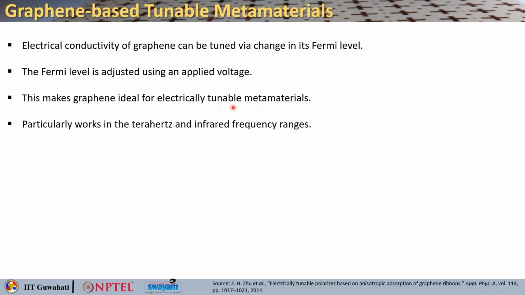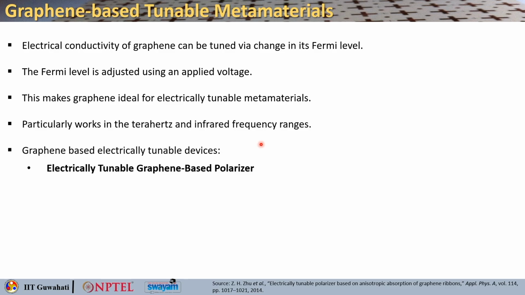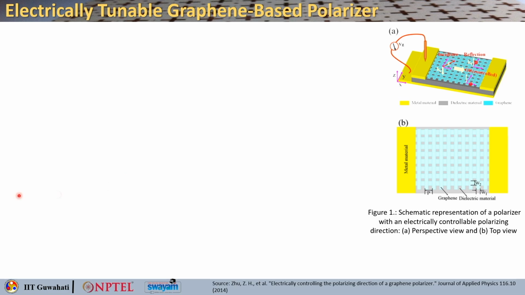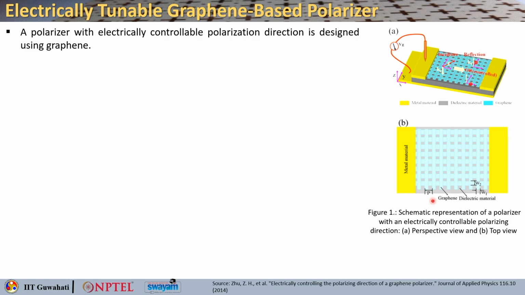Now, typically this kind of metamaterials work in the terahertz and the infrared frequency ranges. So, you can make graphene based electrically tunable devices such as an electrically tunable graphene based polarizer. Here is an example of an electrically tunable graphene based polarizer. This is how it looks in the perspective view, and this is the top view. We will come into this in detail.